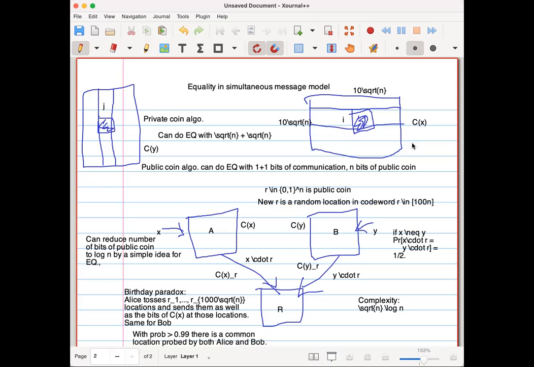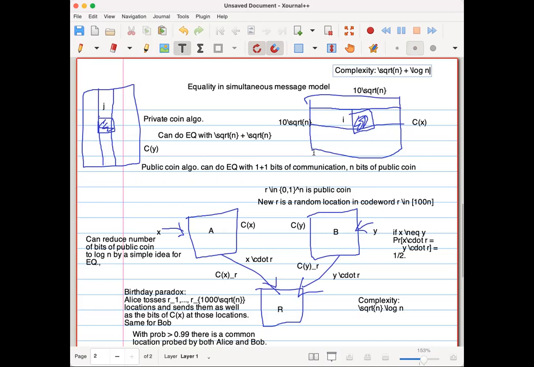So why does this work? First, before why it works, let us see the complexity. The message length of Alice consists of the index i, so that is log n, and the entire contents of the row, but the row is only square root of n. So now the complexity becomes square root n plus log n, which is still order square root n. Same for Bob: there is log n for the column index j plus square root of n for the entire contents of the column.